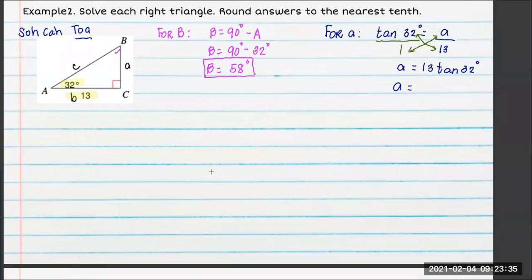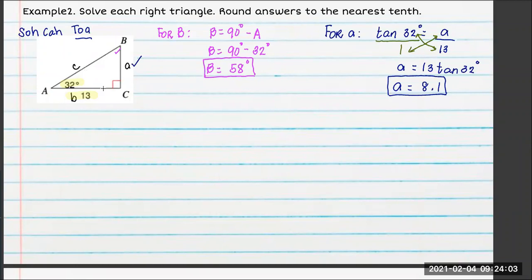Okay, so you get 8.1. Did everybody get 8.1? I input a different number. Okay, so 8.1, right? So that's your A. Very good. So we have done A. Okay, that leaves us with C.